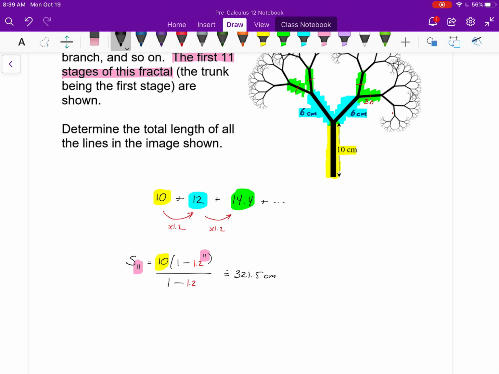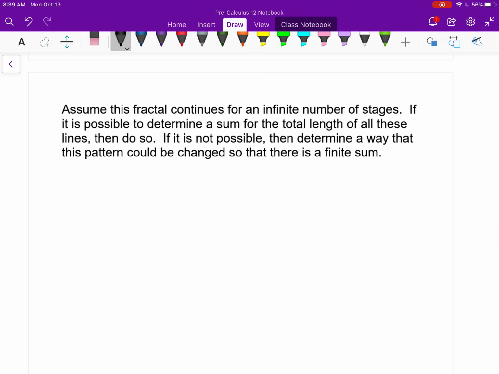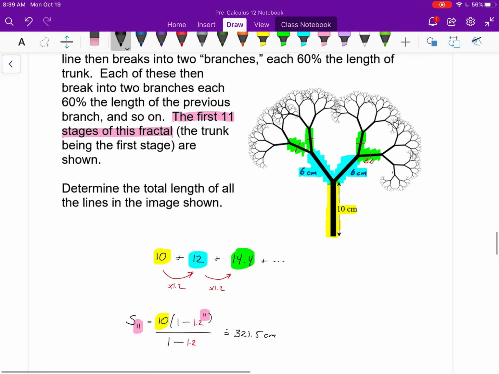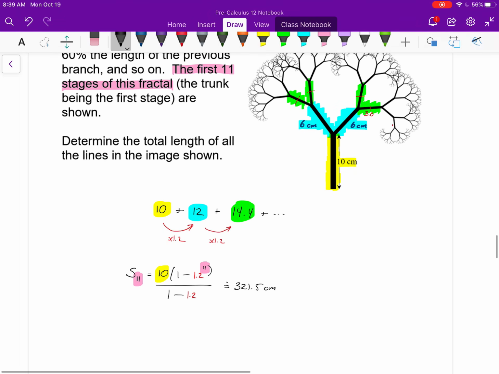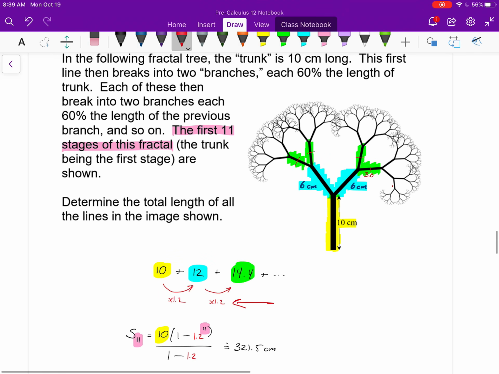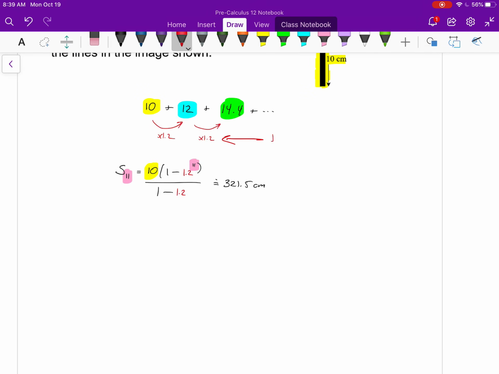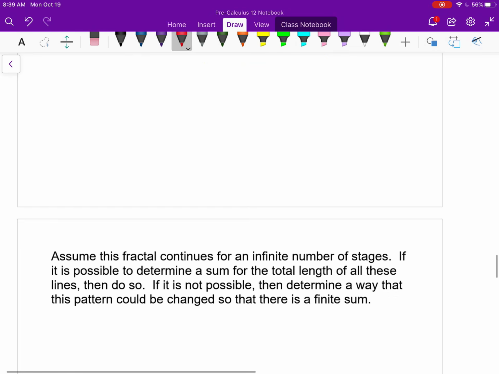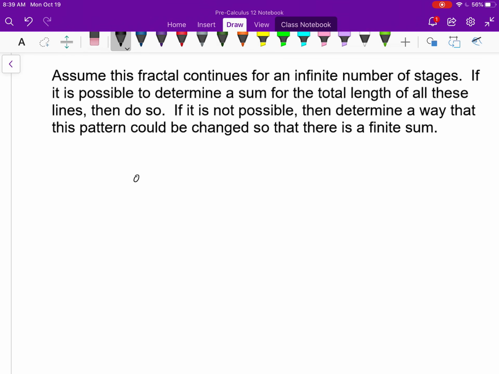But now the last question brings back an infinite series. So assume the fractal continues forever for an infinite number of stages. If it is possible to determine a sum for the total length of all these lines, then do so. If not, explain why there's not. And so at this point, it is definitely not possible for me to get a sum of an infinite number of stages, because again, what you see here is 11, and that's because my common ratio is more than 1. Which means if this fractal really were to go forever, there would always be more and more lines each time, and the total length would just keep getting larger and larger forever. And so this is because right here, this is a divergent series, which is easy to miss. I'll just say it is not possible to find an infinite sum. It's because it's a divergent series.